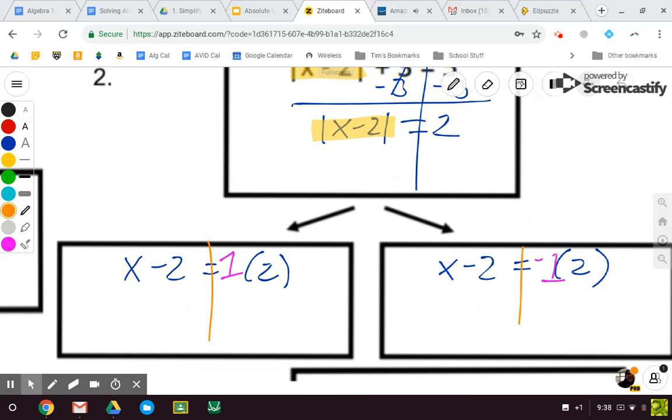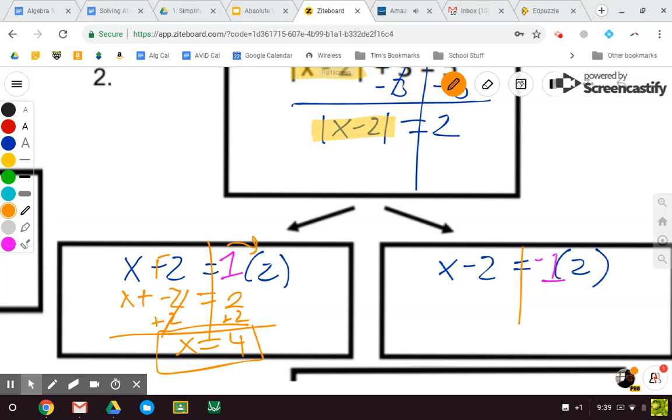So I'm going to prepare, distribute. So I got x plus -2 is equal to 2. And then I'm going to move this -2 by adding 2. So I got x equals 4.